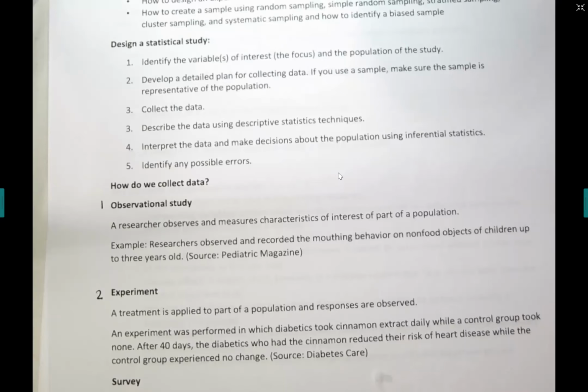Here is another example here. An experiment was performed in which diabetics took cinnamon extract daily while a control group took none. The group that doesn't take any medication is called the control group, and the group that takes the medication is called the treatment group. After 40 days, the diabetics who had the cinnamon reduced their risk of heart disease, while the control group experienced no change. So this is what an experiment is.